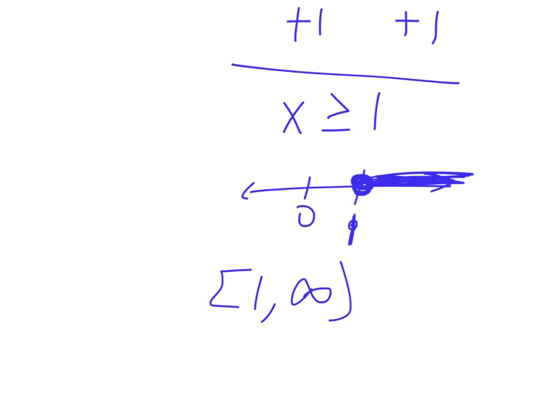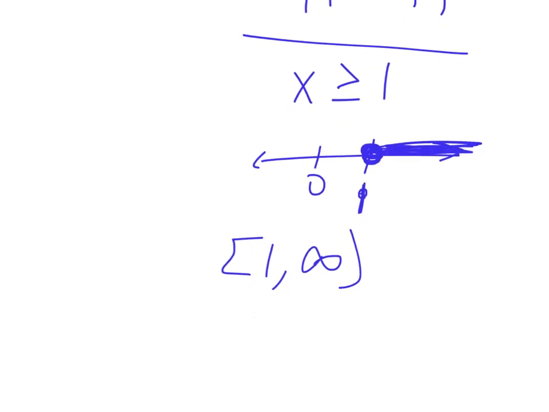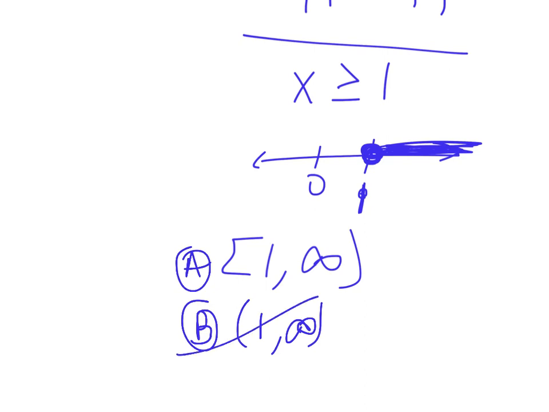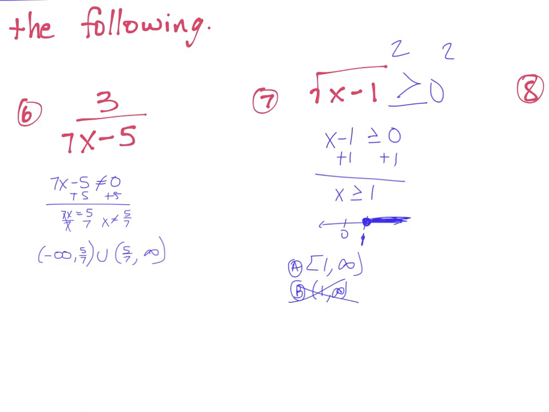Isabella, fantastic. I guarantee you, if that's answer choice A, what do you think answer choice B is going to be? Parenthesis 1 to infinity. Is there a difference between those two answers? Yes. The top one includes 1. The bottom one does not. You guys see that? Okay.